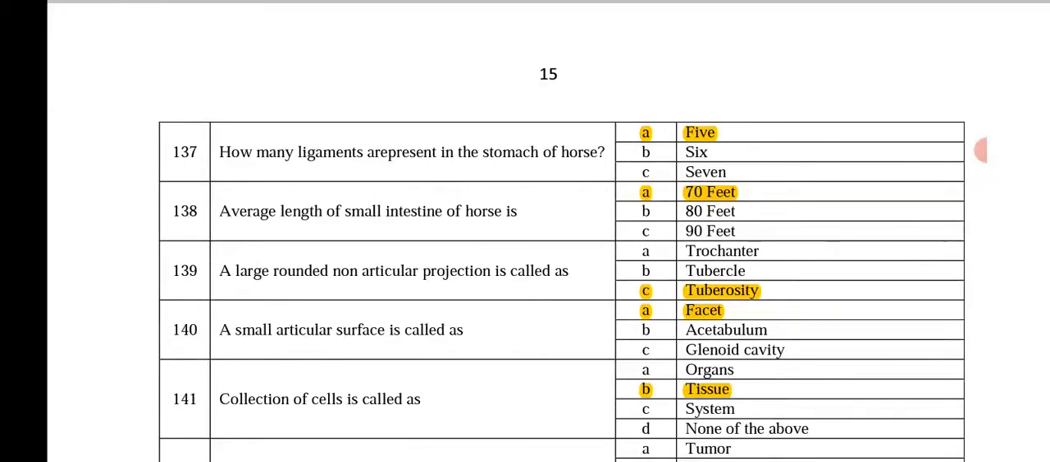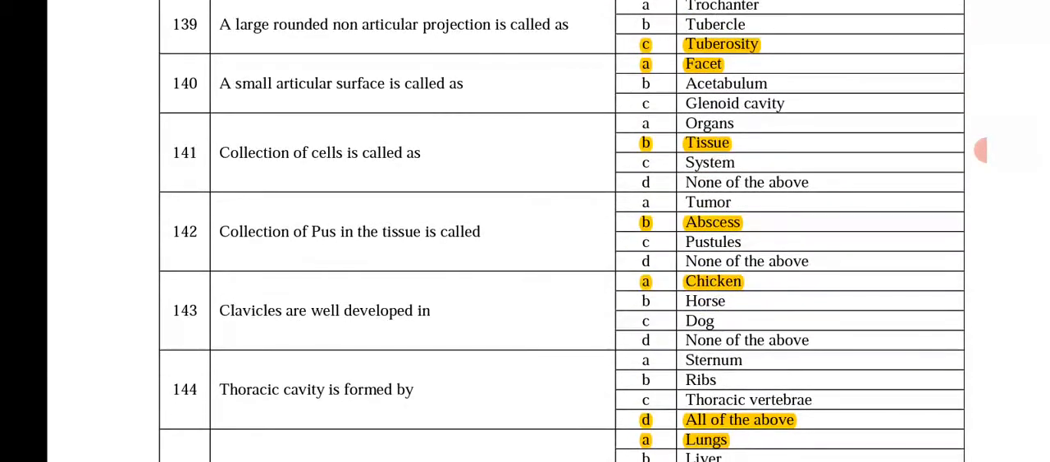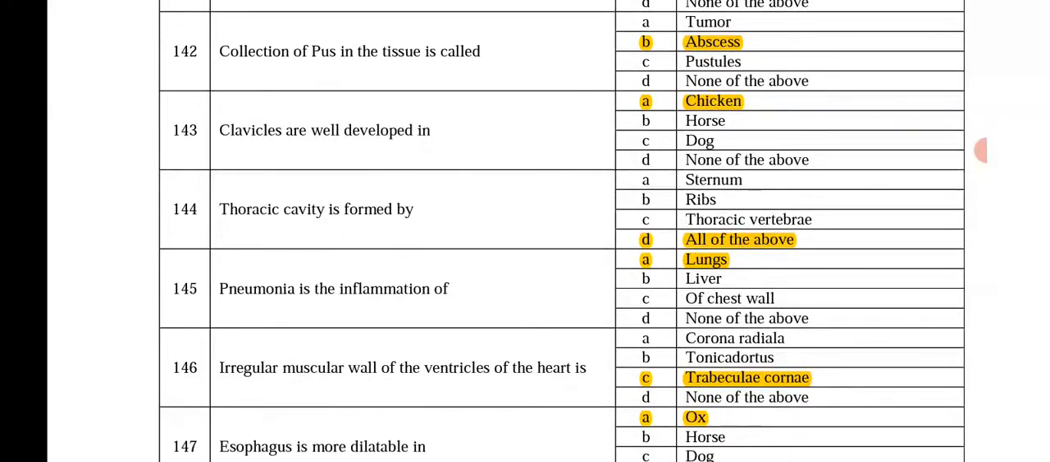A large round non-articular projection is called tuberosity. A small articular surface is called facet. Collection of cells is called tissue. Collection of pus in tissue is called abscess. Clavicles are well developed in chicken. Thoracic cavity is formed by all of the above: sternum, ribs, and thoracic vertebrae. Pneumonia is the inflammation of lungs.